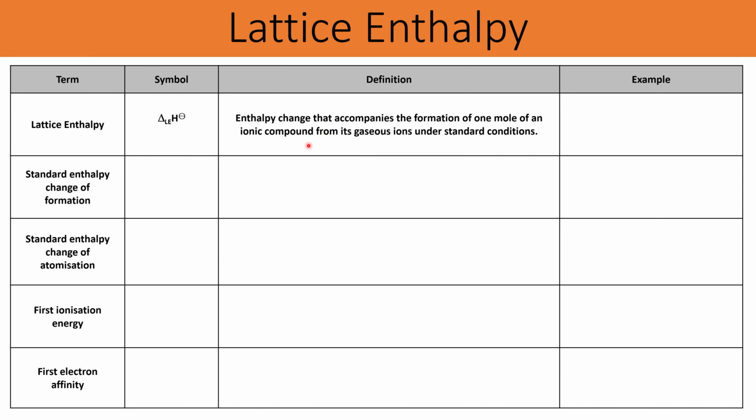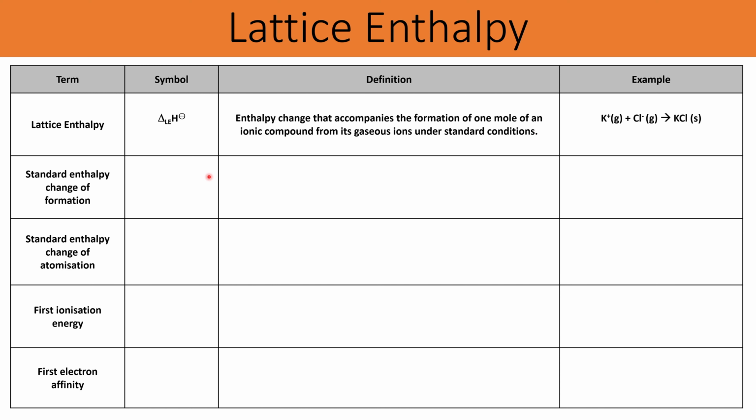mole of an ionic compound from its gaseous ions under standard conditions. So what we're doing is we're taking gaseous ions that form that ionic compound and going straight to the solid version of the ionic compound. So an example of an equation that shows a lattice enthalpy would be to take gaseous potassium ions, gaseous chloride ions, and then end up there with solid potassium chloride. Okay, so if you look at that equation, read that definition, they should match up perfectly.